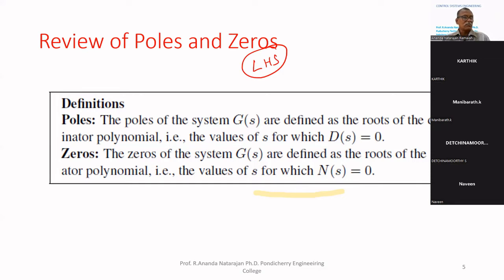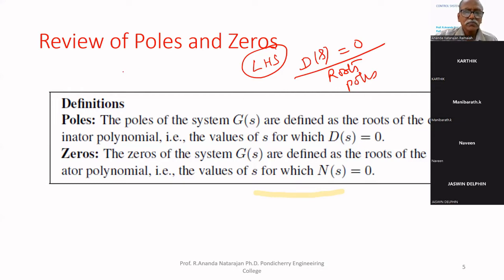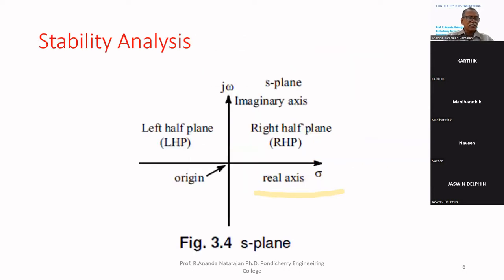What are poles? Poles are the roots of the denominator polynomial. In other words, suppose D of S is the denominator polynomial, equate it to 0, and find the roots. That is called poles. What are zeros? N of S is the numerator polynomial, equate it to 0, and find the roots. These are all zeros. The zeros of a system are the roots of the numerator polynomial. So if the poles are in the left-hand side of the S plane, the system is said to be stable.